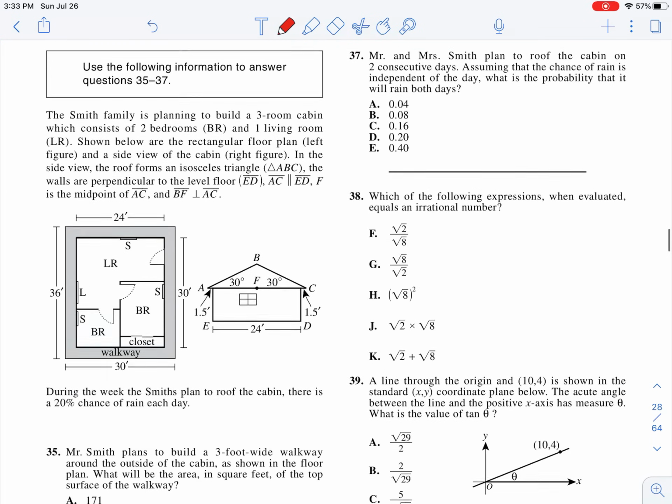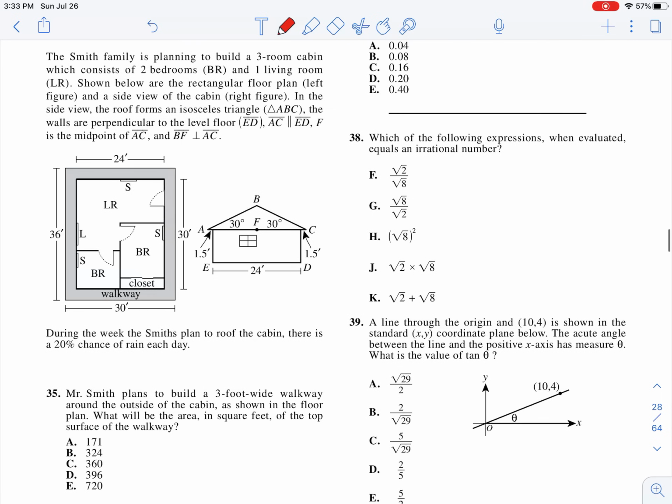Oh, another one of these sets. Okay. This person plans to build a 3-foot wide walkway around the outside. So basically what this thing is. Okay. And in order for them to do this, what will be the area of the top surface of the walkway? All right, simple enough.